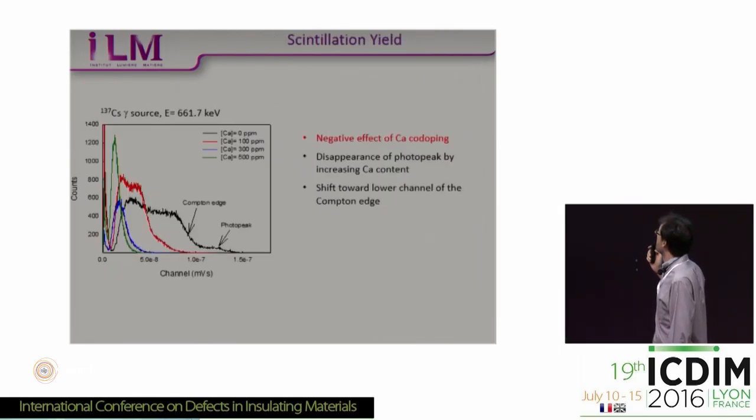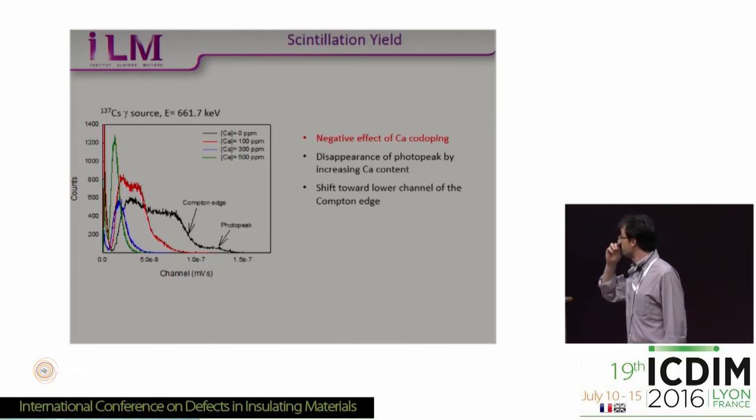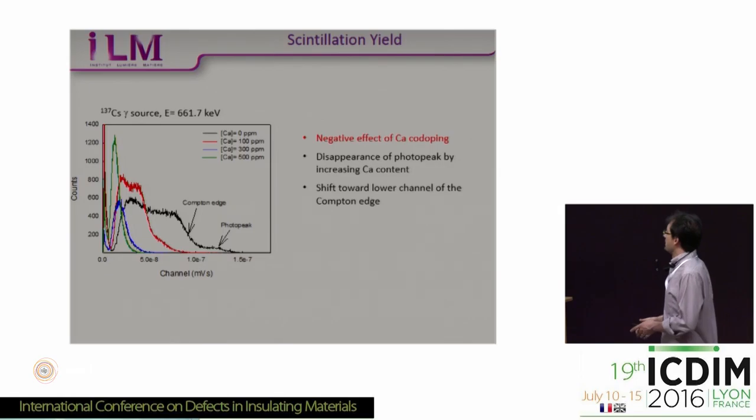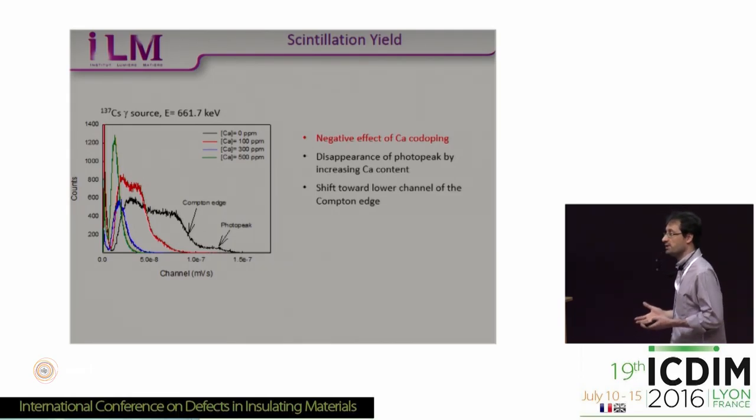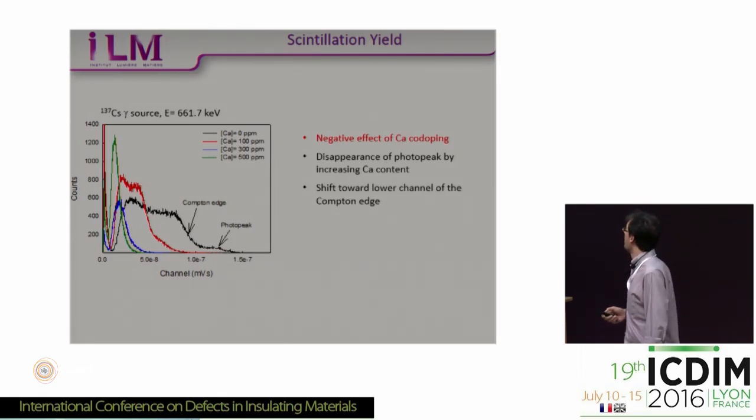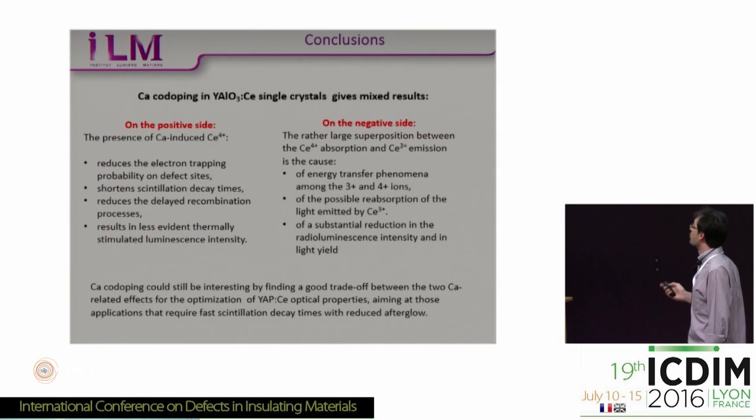So, concluding with the scintillation yield, what we get is what we actually wouldn't want. As we increase the calcium content, we have a shift toward the lower channel numbers, meaning that we are not seeing most of the light, which is actually lost. So in conclusion, calcium co-doping in YAP:Ce crystals gives somewhat mixed results.